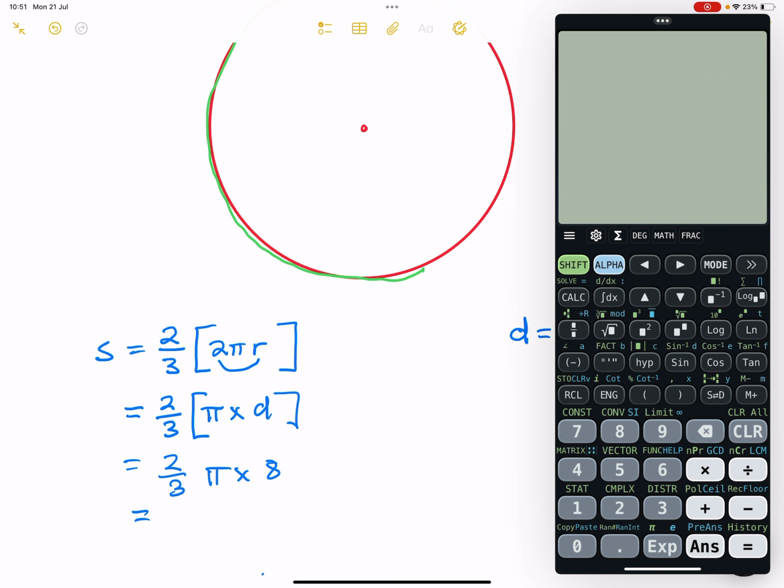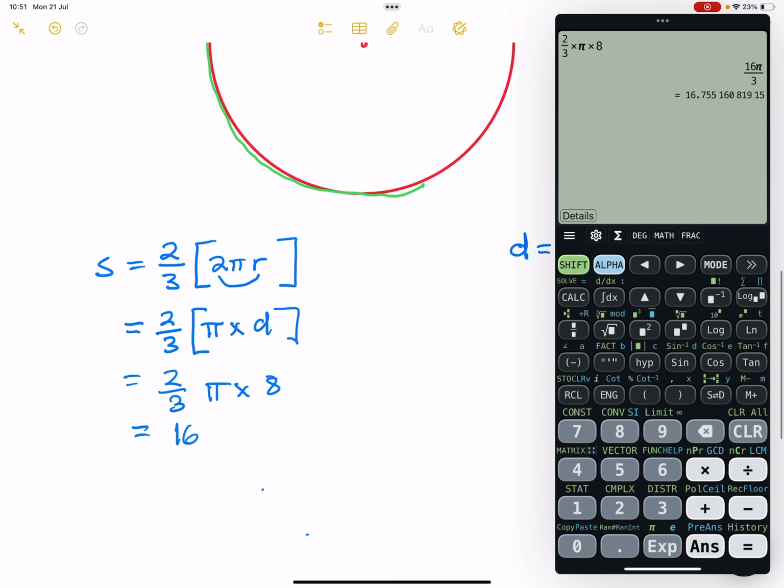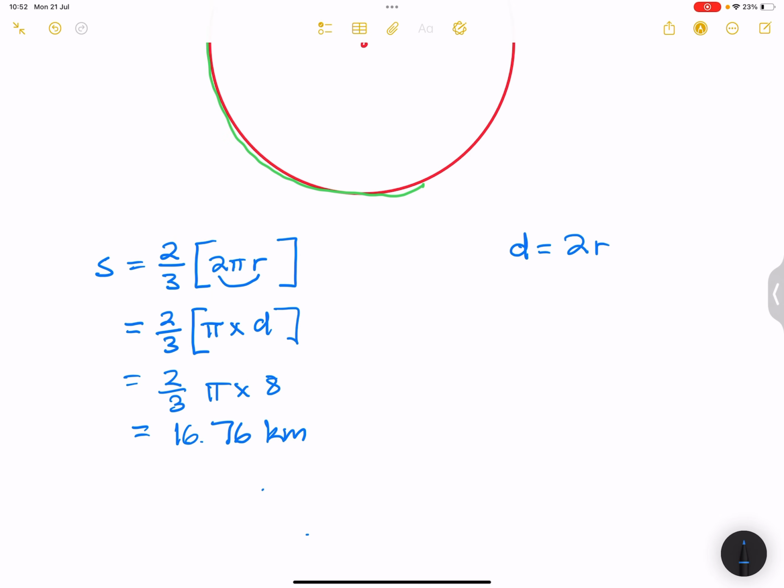So that's 2 over 3, and that's multiplied by pi multiplied by 8, and I get a value of 16.76 kilometers. So that's the arc length, or in this case, that is the total distance that is covered by the train.